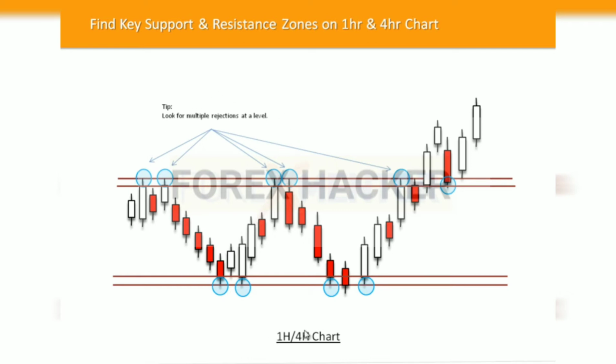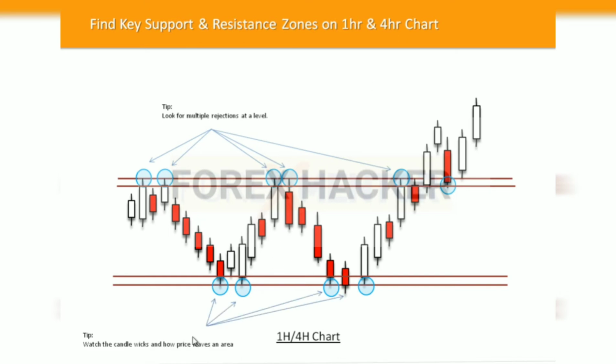Now, as I said, this could be an hourly or a 4 hour chart. And this is no difference to marking off your previous higher time frame key areas like we went over on the daily or 4 hour charts, except now we're just looking more at the hourly and 4 hour charts and zones.